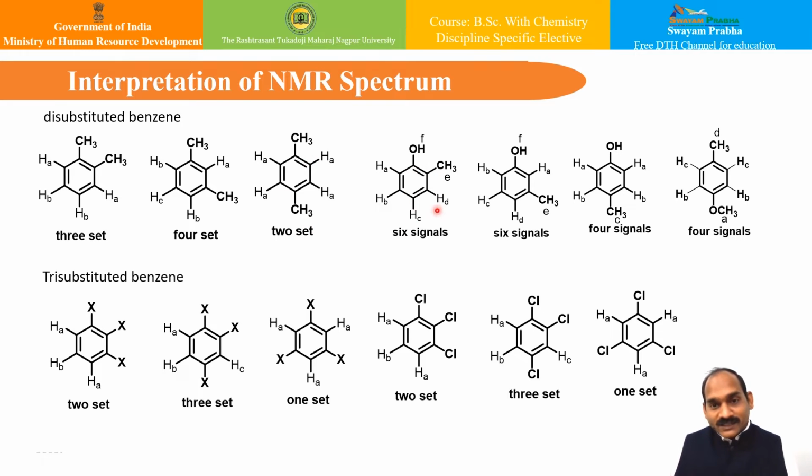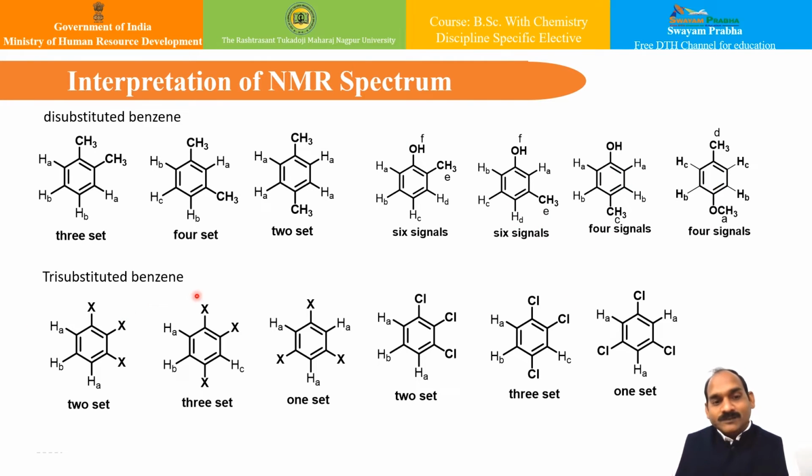In this case, if you see A kind of protons, B kind, C kind of environment, D kind of environment, and E kind of environment, and this particular one has F kind of environment. So there will be 6 signals for this particular compound. In this case, if you see, there will be again 6 signals. In this case, there will be 4 signals. There will be 4 signals.